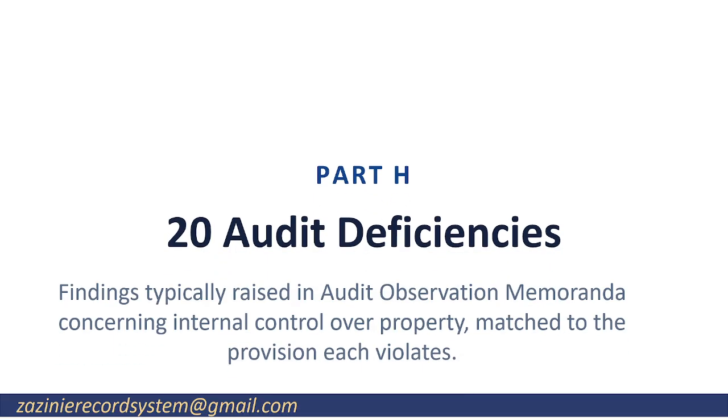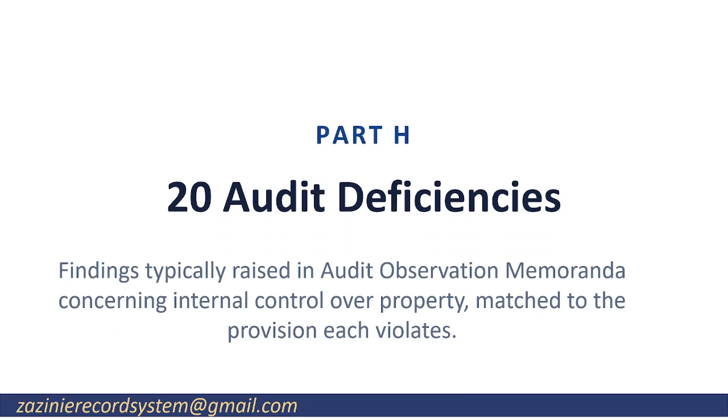Part H. 20 audit deficiencies. Findings typically raised in audit observation memoranda concerning internal control over property, matched to the provision each violates. This part presents 20 audit findings in the exact style you will see in a real audit observation memorandum, each tied to the provision it violates.